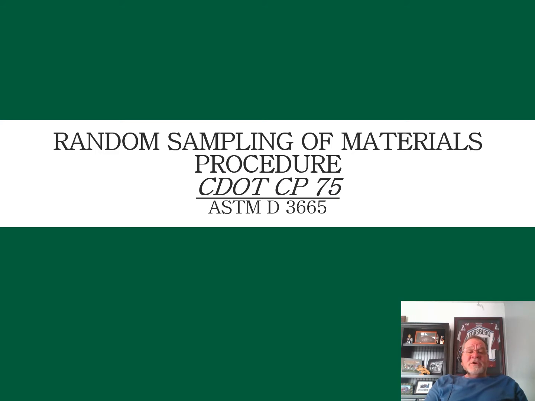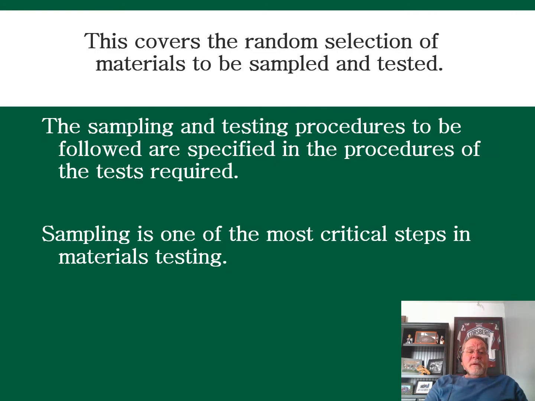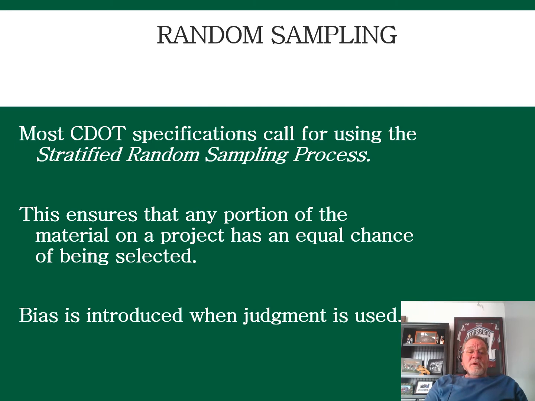The first of the procedures will be random sampling of materials, CDOT's procedure CP 75. It's also known in ASTM, the American Society for Testing and Materials, as D3665. It's going to cover random selection of materials to be sampled and tested. The sampling and testing procedures need to be followed, and they are specific to the procedures of the test required. Sampling is one of the most critical steps of materials testing.